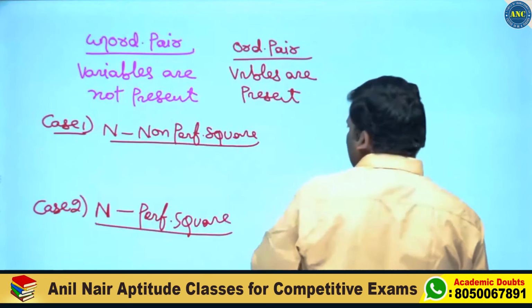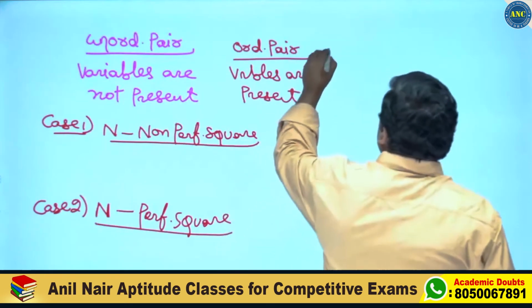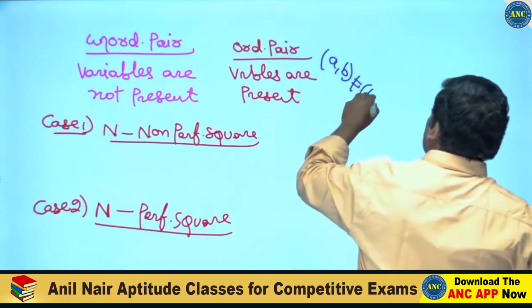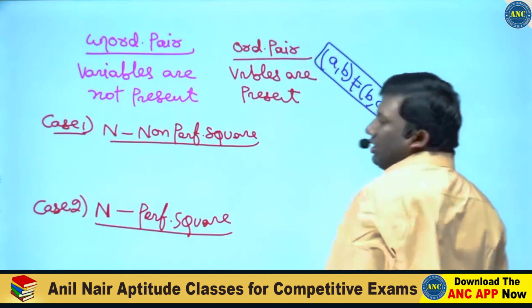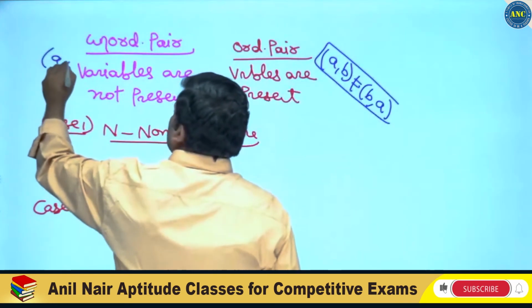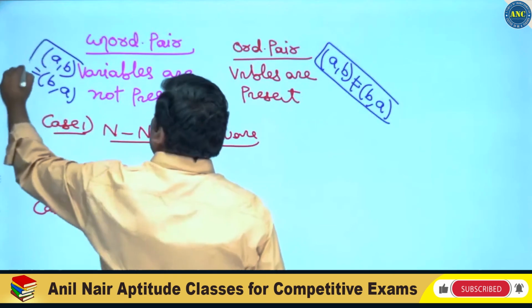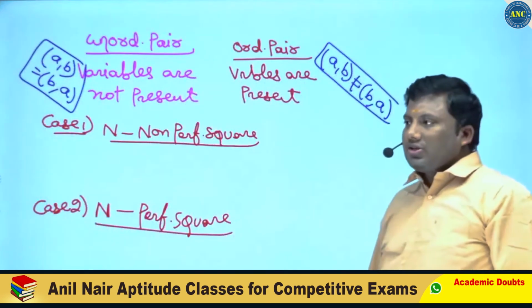Case 2, it is a perfect square. Remember, in an ordered pair, the reverse case is a different case. In an unordered pair, the reverse case is an equivalent case. Ordering does not matter.